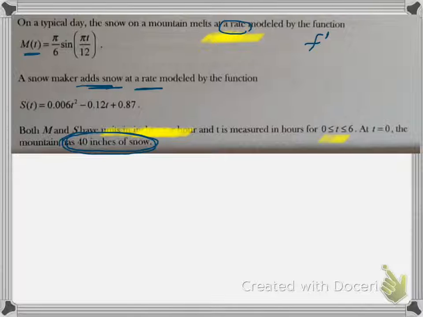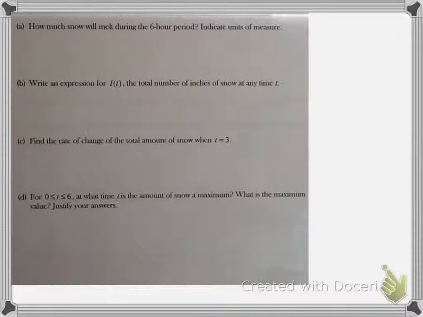Okay, let's look at the parts specifically. Now, in part A, it says how much snow will melt during this 6-hour period, and indicate units of measure. That's a really big thing, because I want students to understand that when you're being told to indicate units of measure, there's a really good chance that you will get a point for units. So we want to make sure they understand a units point is a possibility here.